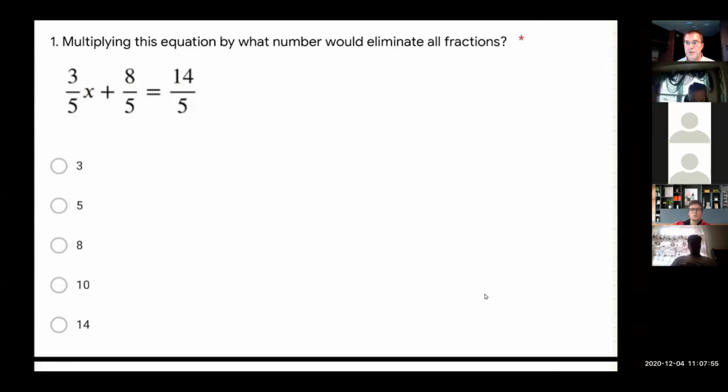This one, we don't have to find a common multiple or anything, because all of them just say divided by 5. That means, I'll just show you what would happen if we do that. So this is all about multiplying by 5.